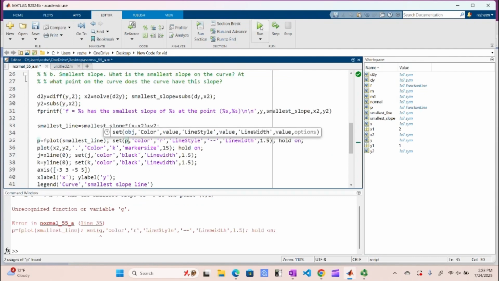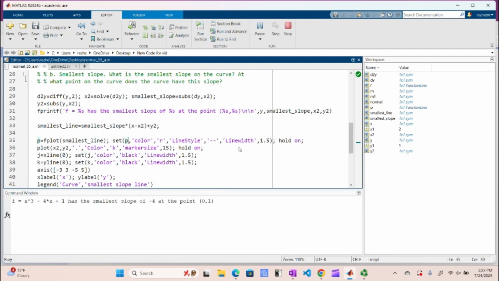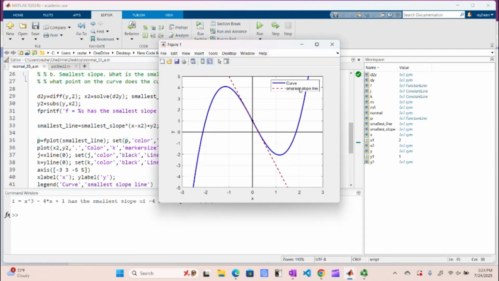Let's run it and see what our graph looks like. So this is our graph. We have the function that was given to us originally, and the smallest slope occurs at the point 0, 1, and it's a negative slope. I've sketched both, the curve and the line in red, and we have a legend to distinguish which is which. So that's how we solve this problem.